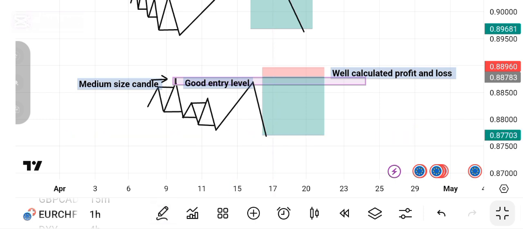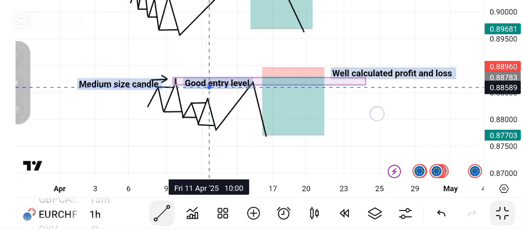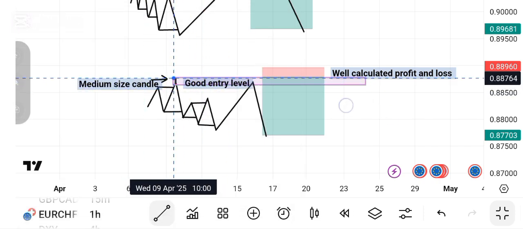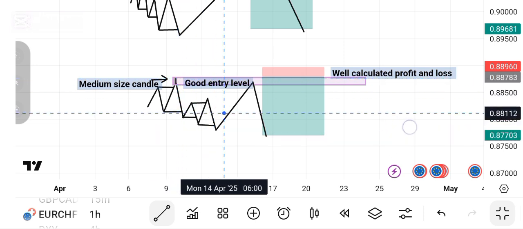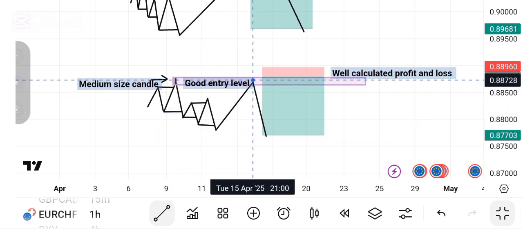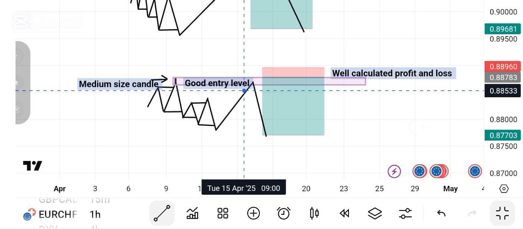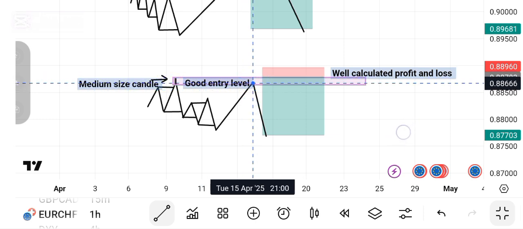All right, so make sure your POI is not as large as the one that I showed you above. Make sure your POI has a medium size candle, so that once price comes into that POI, you will not be in a massive drawdown, because most of you will miscalculate your profit and loss, and once price comes into this POI, you just enter your market execution and you sell down.